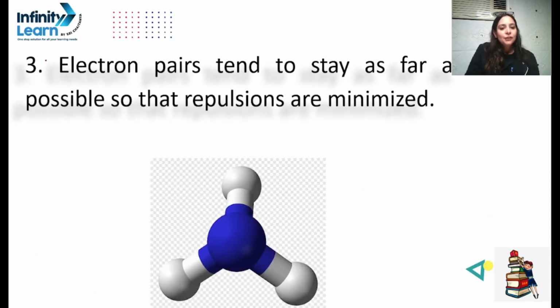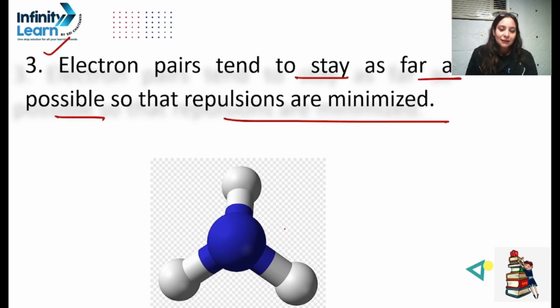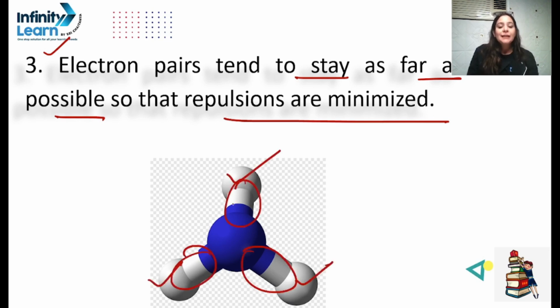Okay, another postulate: electron pairs tend to stay as far apart as possible so that the repulsions are minimized. Again, electron pairs arrange themselves in such a way that the repulsive forces are least. Right? Like you can see in this molecule: one atom is here, one is here, and one is here, and these are the electron pairs. See how they have arranged themselves.